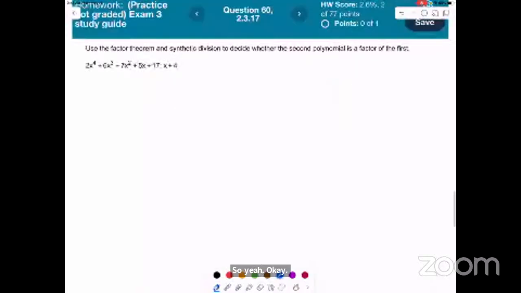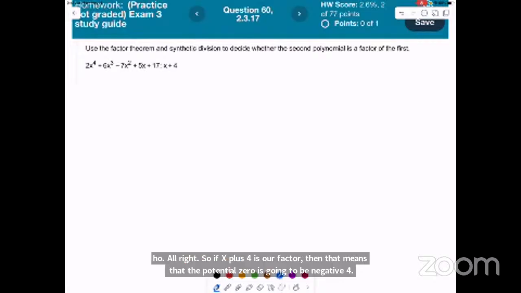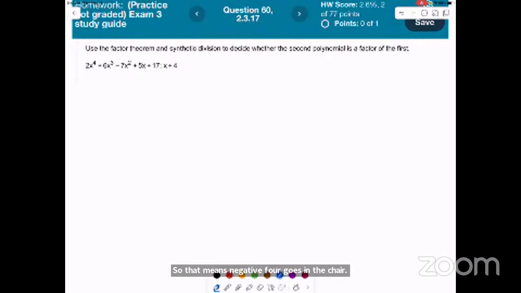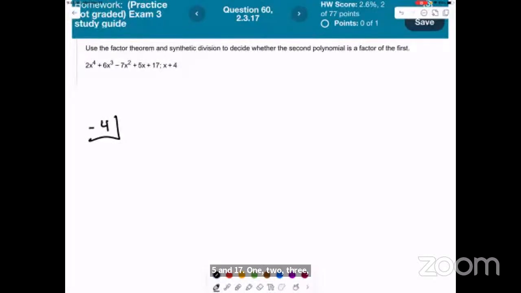If x plus 4 is our factor, then the potential 0 is going to be negative 4. So negative 4 goes in the box. I think every power is accounted for, so we don't need any placeholders. We just take our coefficients. Since it's to the power of 4, we should have 5 numbers here: 2, 6, negative 7, 5, and 17. 1, 2, 3, 4, 5. I think we're good to go there.